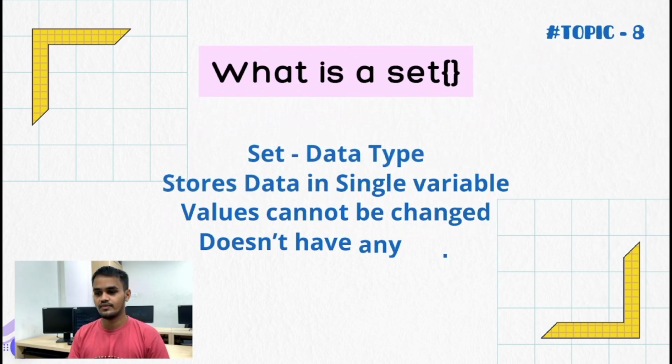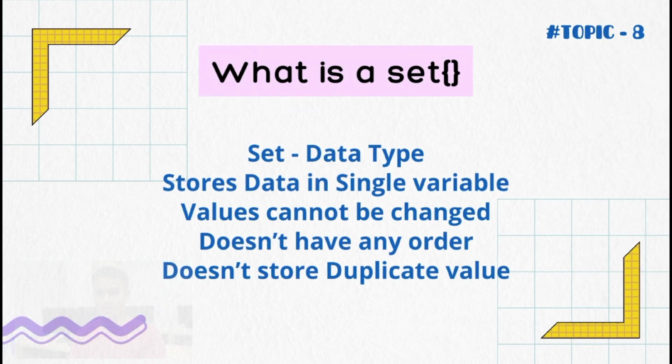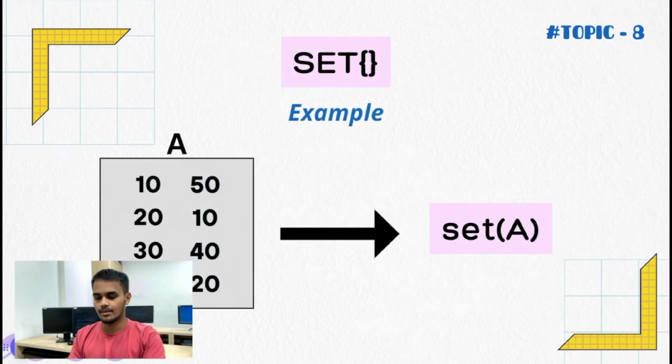A set is a form of data type in Python which stores data in a single variable. Values that we add into a set cannot be changed or altered. A set doesn't have any duplicates in it. It can only store a single value, a single data in a single variable. Now let's take an example.